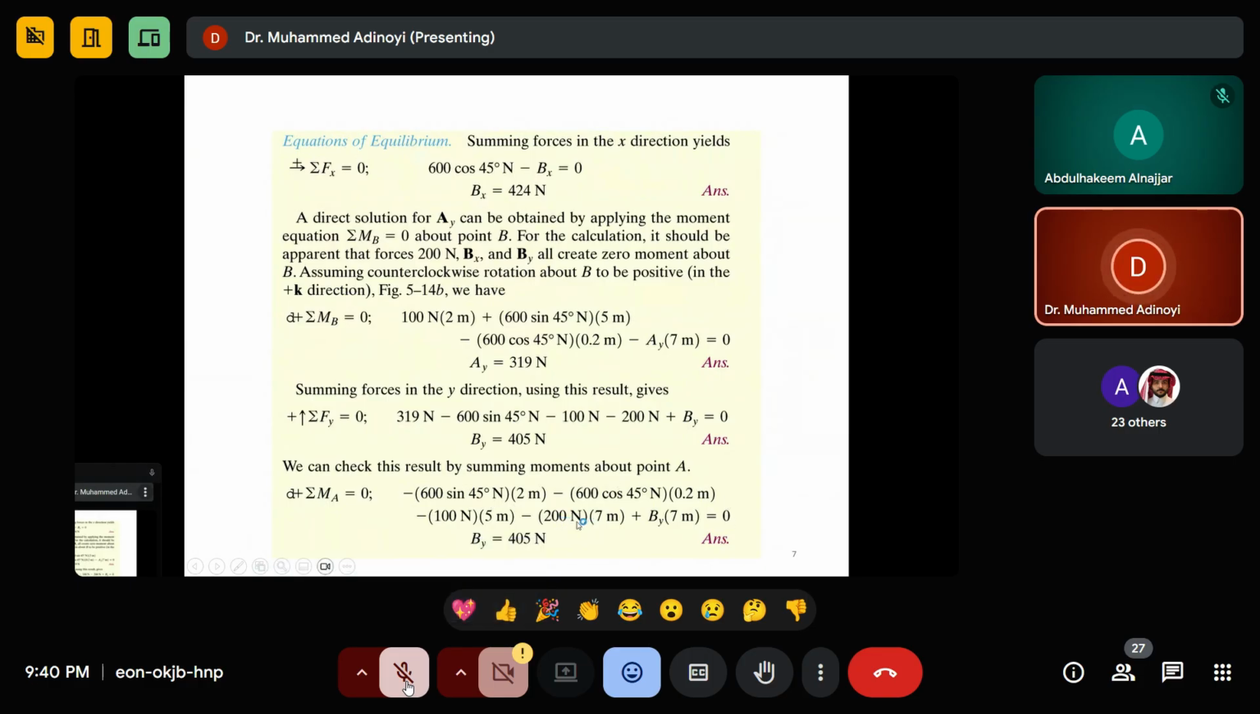But the 200 what? The 200 appears here now. So Omar, Otebi, you can see the 200 appear here now. Because they are taking moment at what? At A. Okay, good.